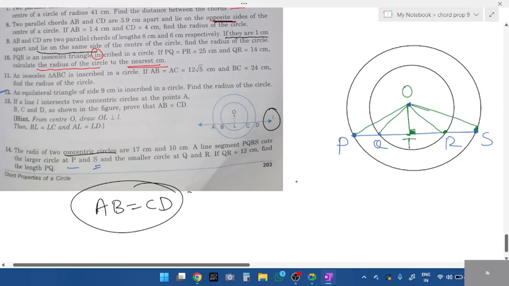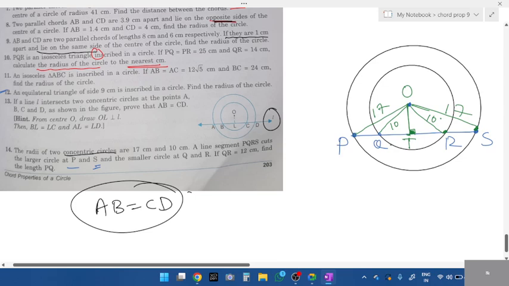Now let us write the values. The radii of two concentric circles are 17 and 10. Which is greater, 17 or 10? 17 is greater. So which one is 17, OQ or OP? OP is 17 and even OS is also 17. What about OQ? OQ and OR are 10.